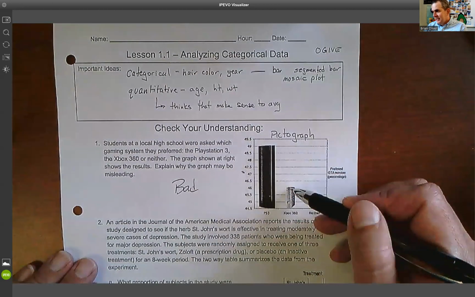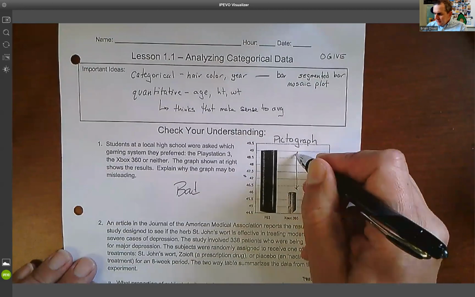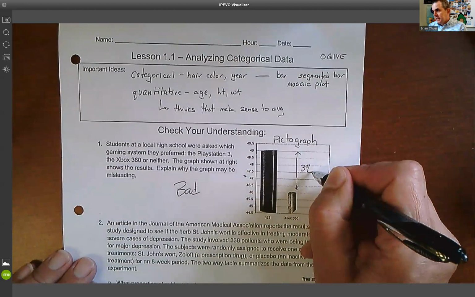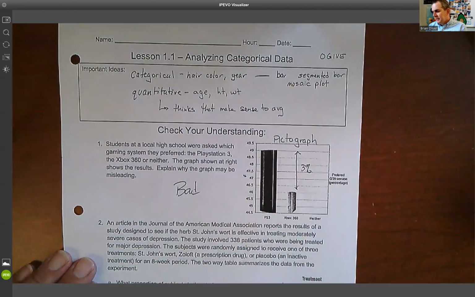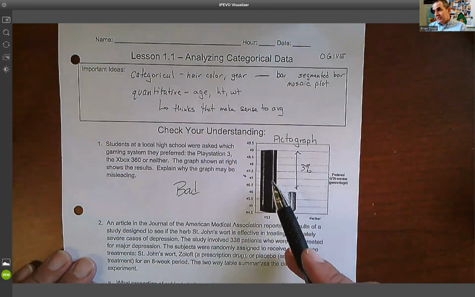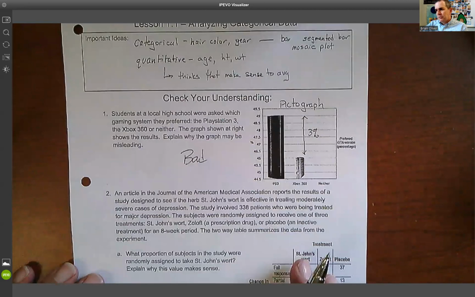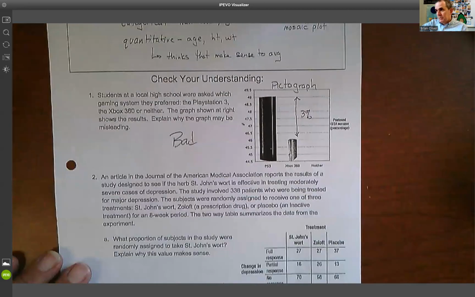This is 49. This is 46. If you look at this, there's a 3% difference between Xbox 360 and PS3. This does not look like 3%. This looks like significantly more, like 4 times the size. So pictographs are just bad. It's oftentimes a multiple choice question, so I wouldn't sweat that one too much.